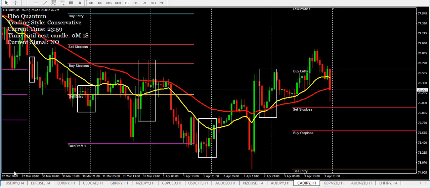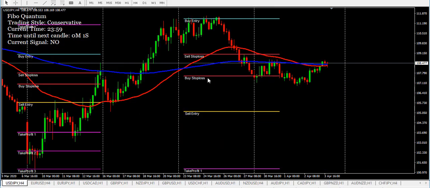Okay, so here we have our chart set up, and I have the FIBO quantum indicator installed on the chart. That's why these lines are showing up. It's showing the sell entry, take profit, and there's the stop loss for the buy entry up here. So all the lines are plotted on here for you.